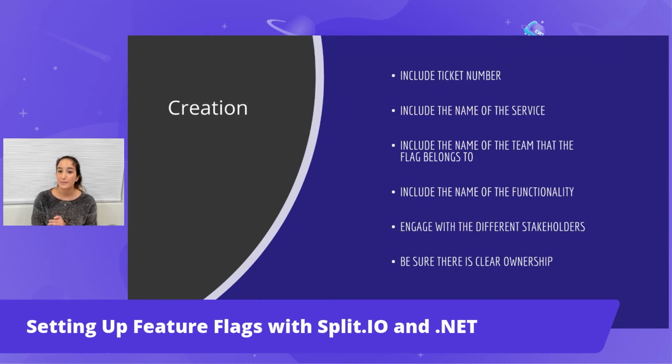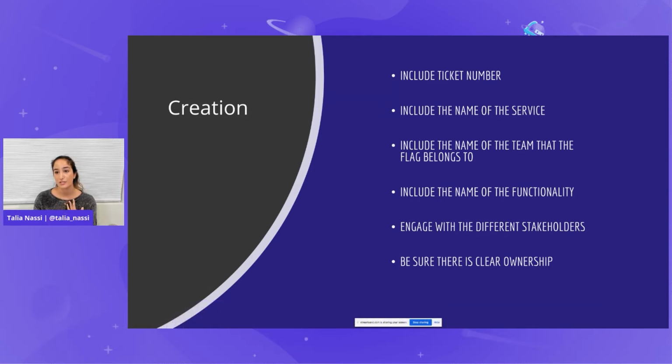The first step in feature flag creation is to create a naming convention. There's a few options that you can choose from. Some of the things you can do are include a ticket number, include the name of the service, include the name of the team that the flag belongs to, or include the name of the functionality. You should also engage with the different stakeholders on your team to define something that makes sense for all of your teammates, and just be sure that there's clear ownership when you create this flag to reduce any friction later on.